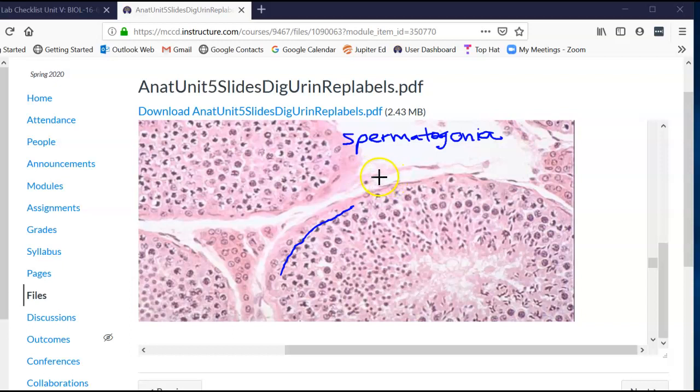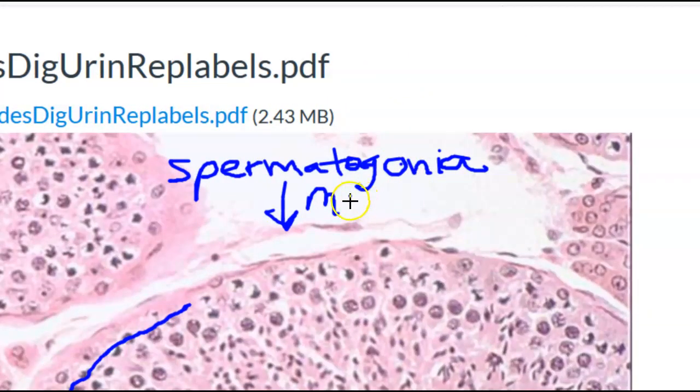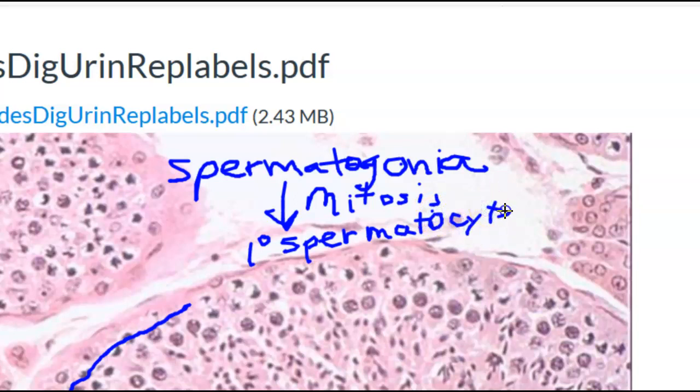So on the testis here, as we move in, the spermatogonia are going to undergo mitosis. And mitosis is going to produce a primary spermatocyte. I'll find a slide that these are labeled in so I don't have to keep writing these.